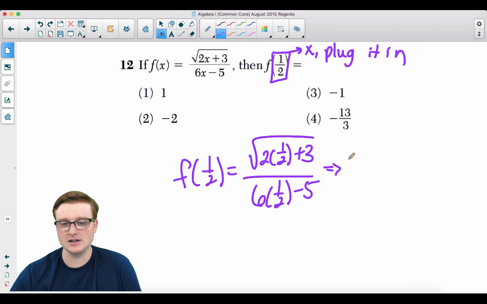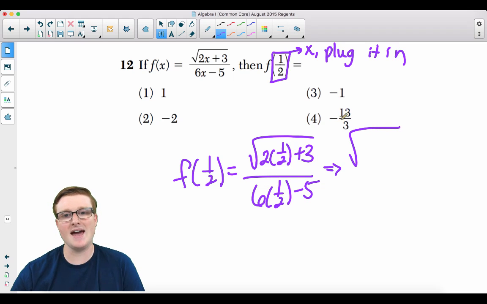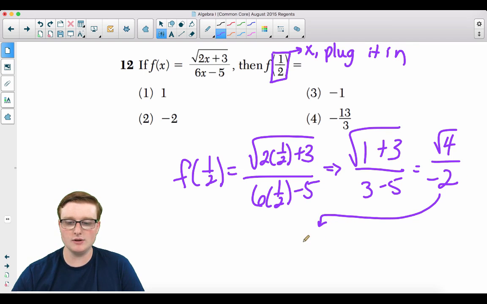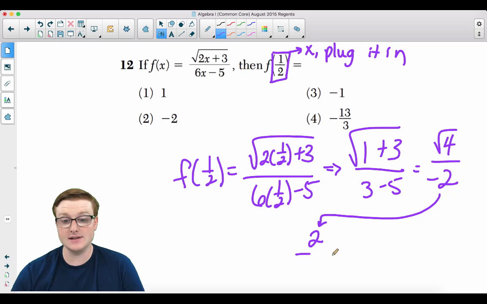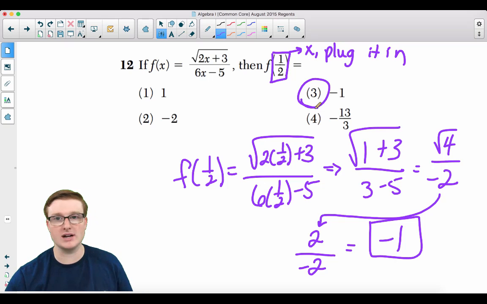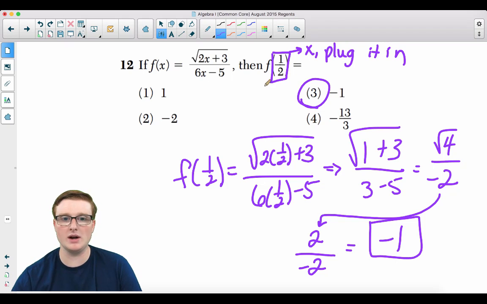So now we get the square root, well, 2 times 1/2 is 1, plus 3 all over 6 times 1/2 is 3 minus 5. 1 plus 3 is 4, okay? So that's going to be the square root of 4 all over 3 minus 5, which is negative 2. Now the square root of 4 is 2 divided by negative 2, so that's going to be negative 1. So your answer for this one is going to be choice 3. Okay, and that's just by plugging in 1/2 for x, get the value, and you're all done.